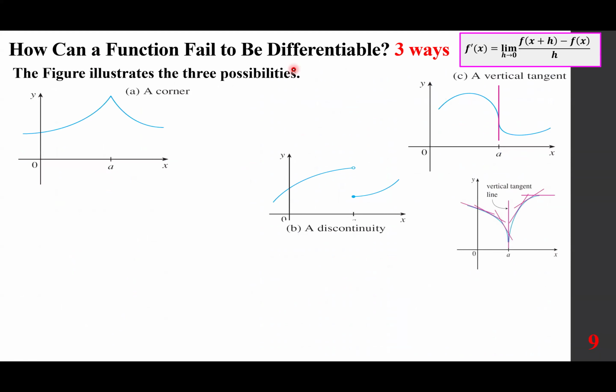How can a function fail to be differentiable? There are 3 ways. And again, reminding you of the formula for f prime of x. It fails to be differentiable if it has a corner, a discontinuity, or a vertical tangent line.